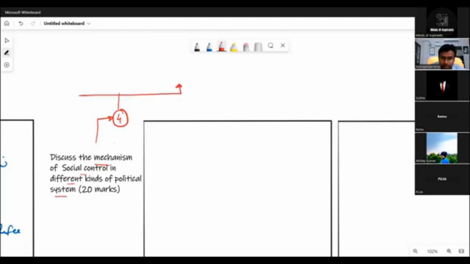There are different political systems in anthropology that we learn in the political anthropology chapter. Everyone should know they are called band, tribe, chiefdom, and state. These are the 4 political organizations that we know in anthropology. So how do you manage this in 250 words? Look at the question. I know 4 parts are there, and in this I have to write how social control is done.